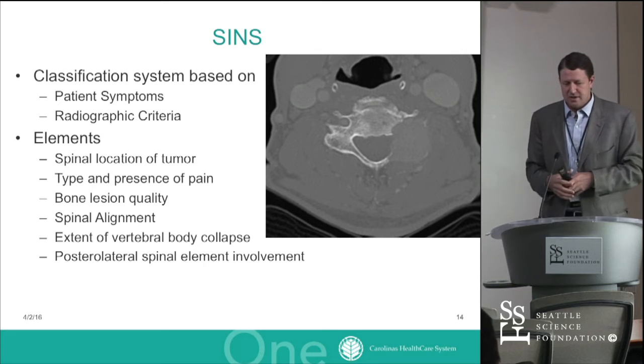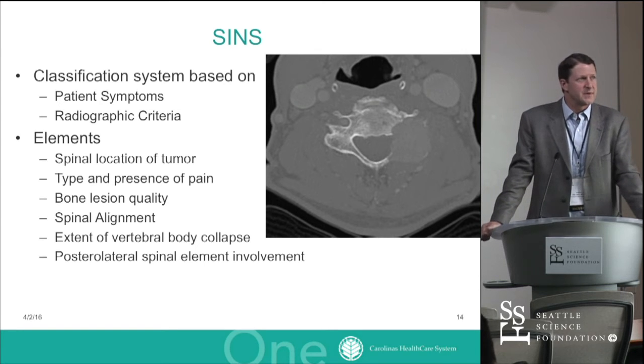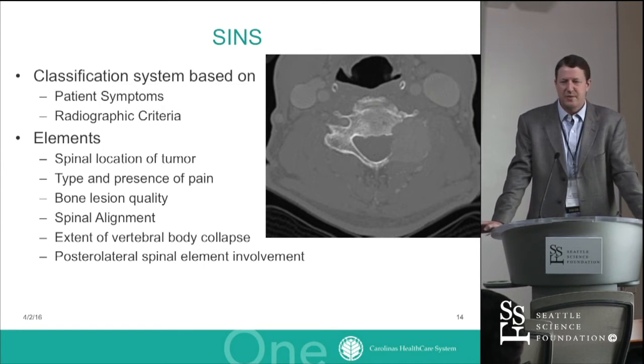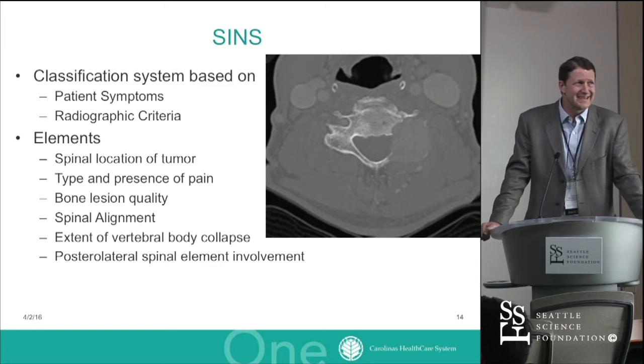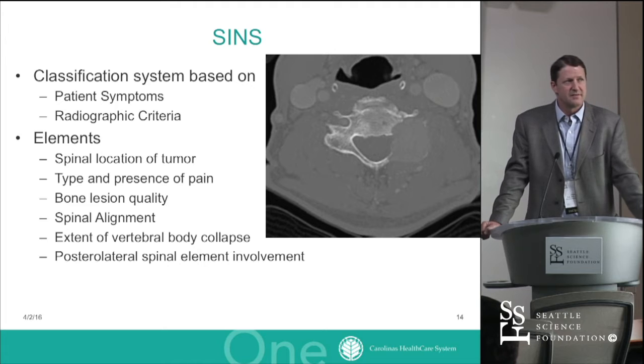So what is the SIN score? It's basically a classification system that's based on both patient symptoms as well as radiographic criteria. The elements of it are the spinal location of tumor, type and presence of pain, bone lesion quality, spinal alignment, as well as the extent of vertebral body collapse and posterolateral spinal involvement.